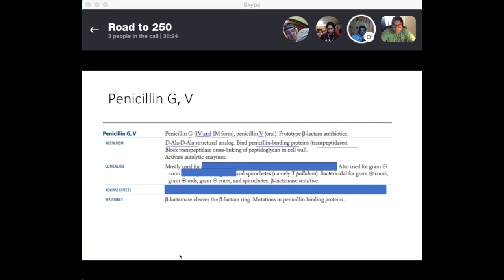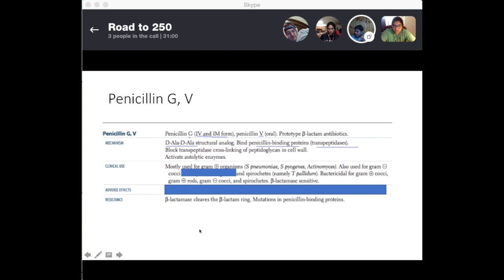Okay, that makes sense. All right, so what are the clinical uses of this? Most likely for what? Clearly it's not gram-negatives, so that only leaves one possibility. Strep. Yeah, basically it's gram-positive organisms, so Strep pneumo, Strep pyogenes, or Actinomyces. But it's used for most of the gram-positive organisms, specifically these. It's also used for a gram-negative cocci.